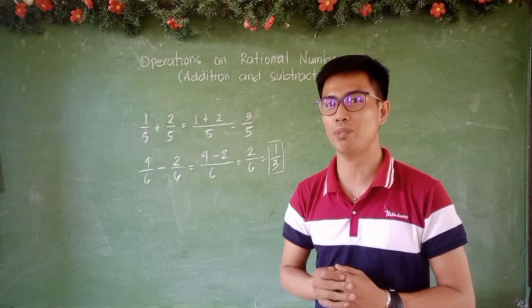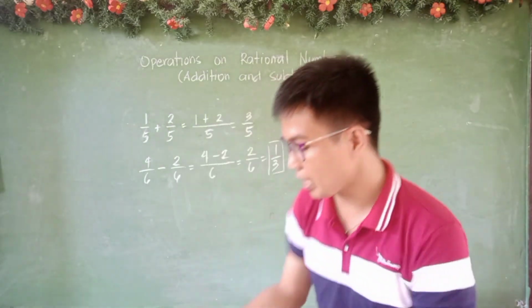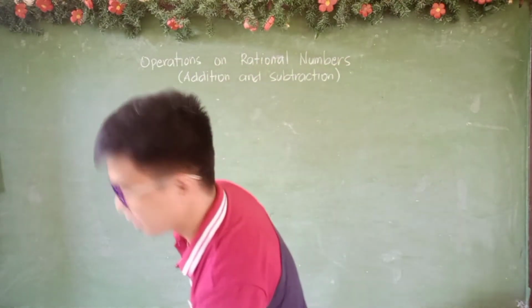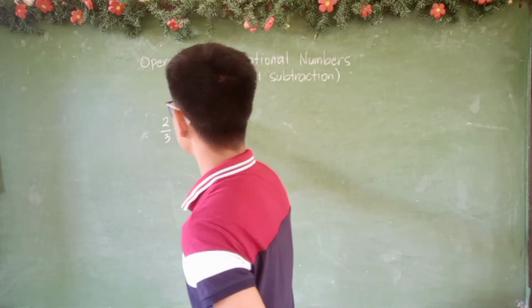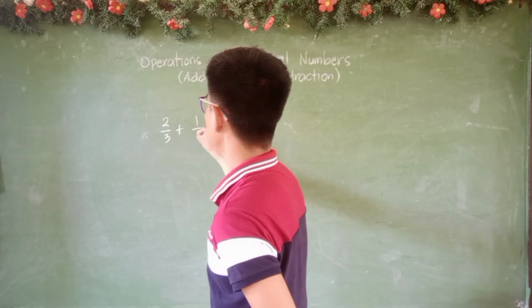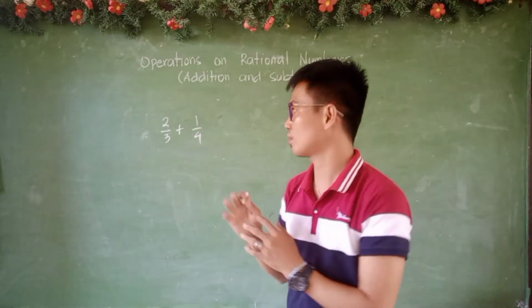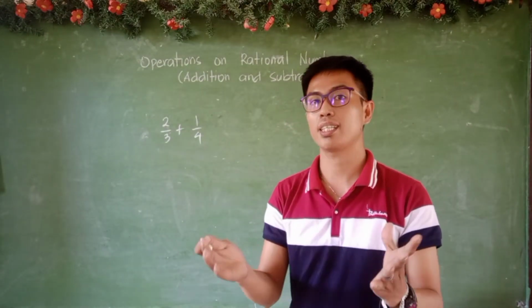So paano naman pag magkaiba? Kasi kailangan natin yun din sa ating lesson. So pag magkaiba naman, of course, let's say we have 2 over 3 plus 1 over 4. So we have here the dissimilar fractions, 2 over 3 plus 1 over 4. So what you are going to do is find the LCD.